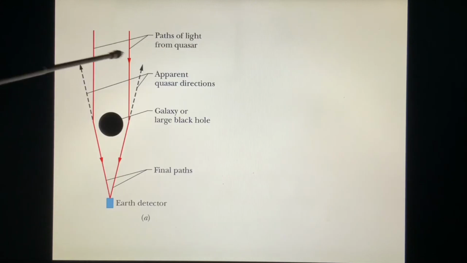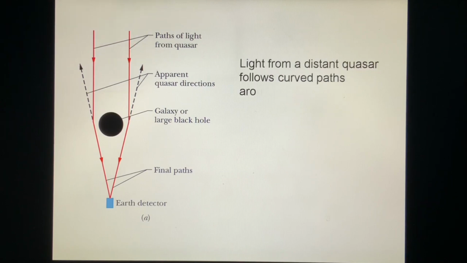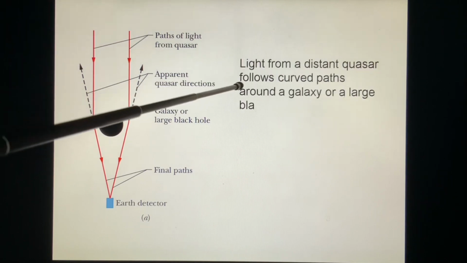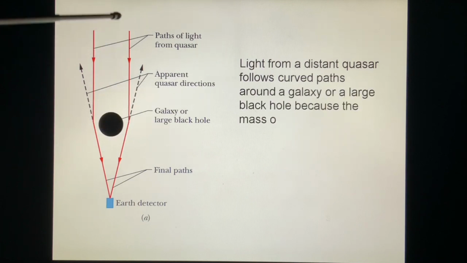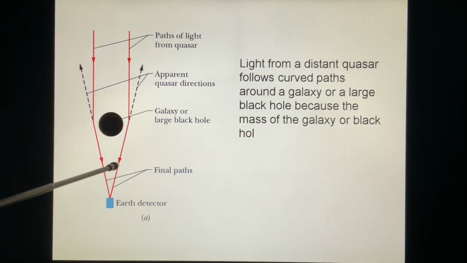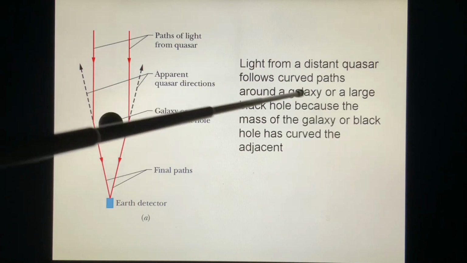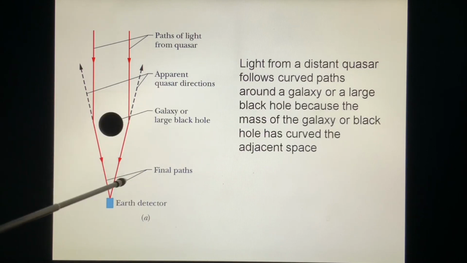Okay. Now, we find that light from a distant quasar, very bright light, follows curved paths around a galaxy or large black hole, because of the very heavy masses that bend the light. Okay, this has been proved.